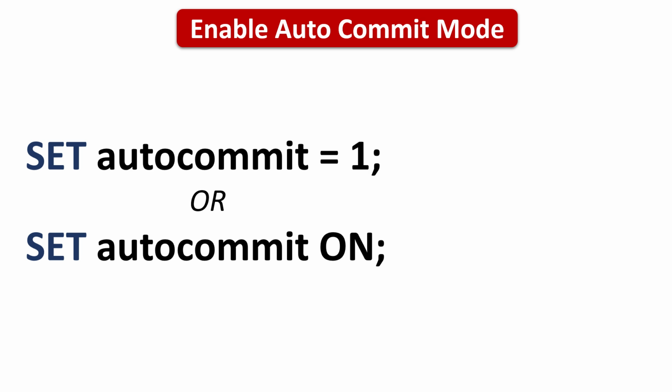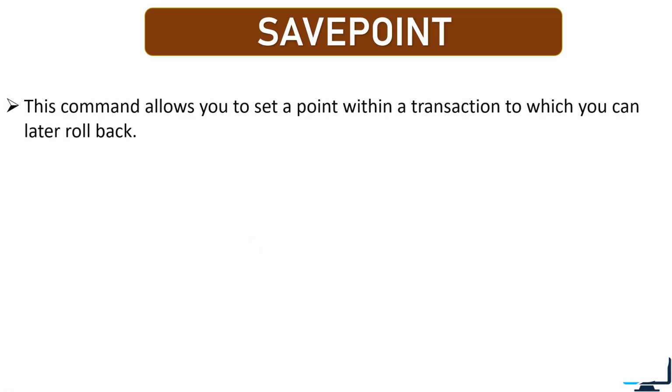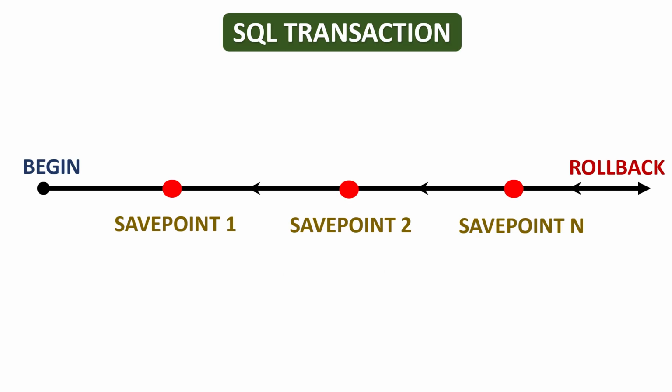So now let's discuss our next transactional command, which is SAVEPOINT. So it is a very useful transactional command, because with the help of the SAVEPOINT command, we can set a point within the current transaction to which we can later roll back. So it is like a breaker to a rollback command. So the SAVEPOINT tells the rollback command that you can only roll back up to this specific point.